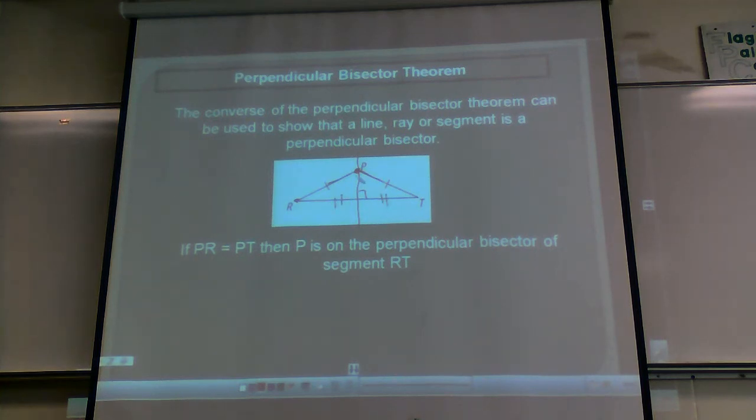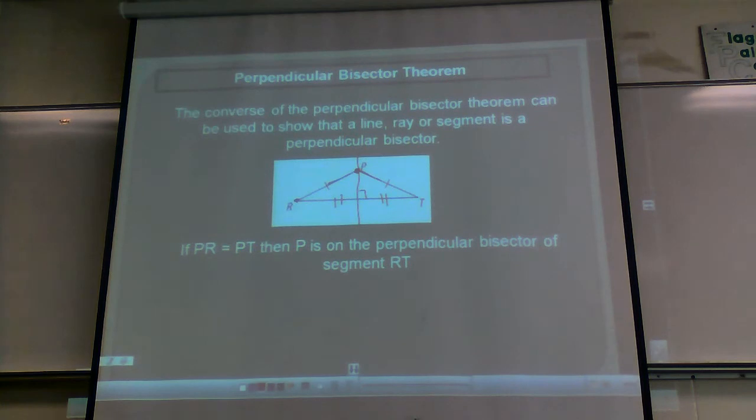The drawings should look similar, diagram-wise, between the original theorem and the converse. The difference is the order, right? Because converse, again, means you flip-flop hypothesis and conclusion. It's just the theorem in reverse.